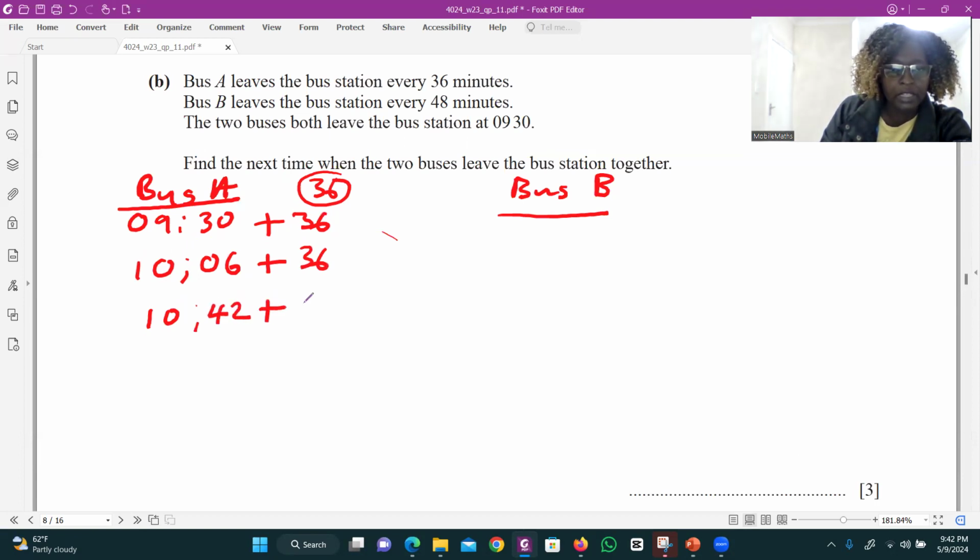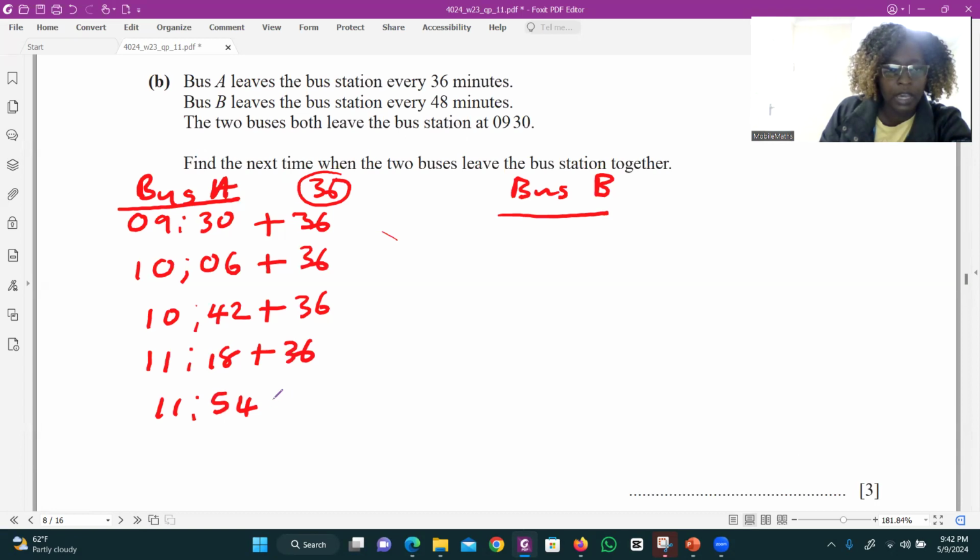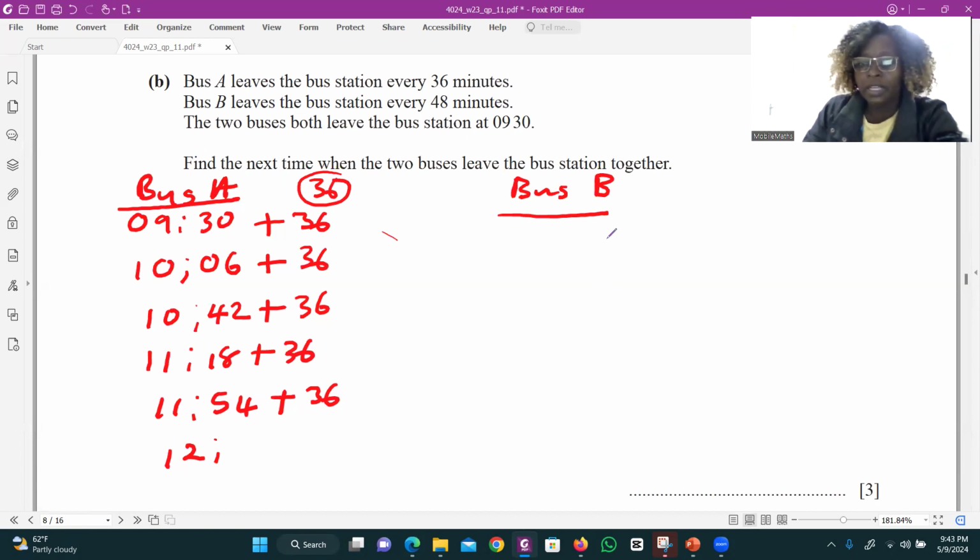I add again 36, so it's a trial and error that I'm doing. I get, now it's 11:18 plus 36, I'm getting 11:54. Okay, let's see if this is the last one. Plus 36 again, I'll get 12. Okay, let me just go for B and see for B.